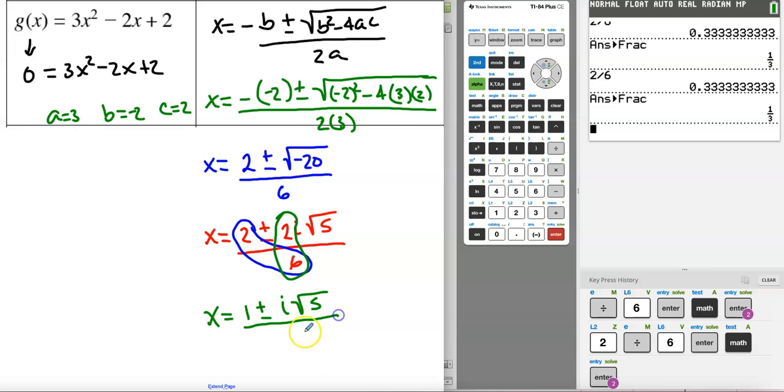And this time, instead of it being over 6, it's going to be over 3, because that's where the 1/3 for both of those numbers. Remember, 1/3 and 1/3 came here. So this would be my solution, which is x equals 1 plus i times the square root of 5 divided by 3. That's one solution. And then my other solution is 1 minus i times the square root of 5 divided by 3. So those are your two solutions.